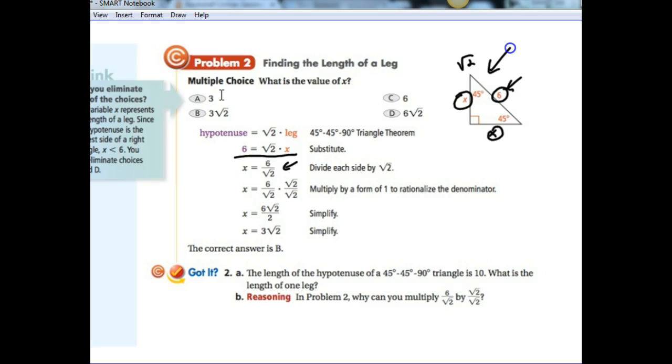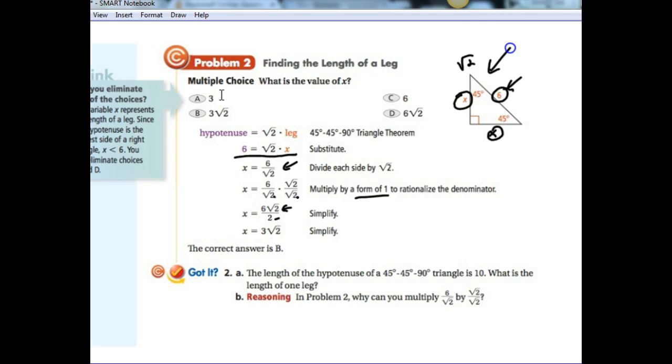Now remember, that is really just another form of 1 because any number over itself is 1. So we're not changing the value of the problem, we're just changing the way the problem looks. And at the same time, we're eliminating a radical out of a denominator, which is just a mathematical no-no. So 6 times square root of 2 becomes 6 square roots of 2.